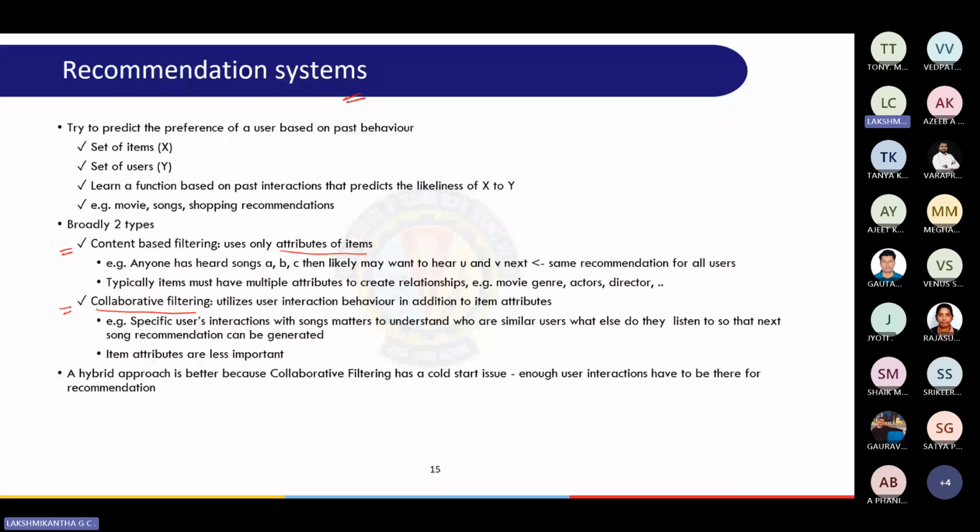Collaborative filtering means it is based on user behavior. So here we are considering user interaction behavior. If user A and user B have similar taste, suggest B's liked items to A. It is a kind of hybrid, guys. So the best of both is considered. I think everyone is understanding this point, right? A hybrid approach is better because collaborative filtering has a cold start issue. Enough user interactions have to be there for recommendations. So this is recommendation system.